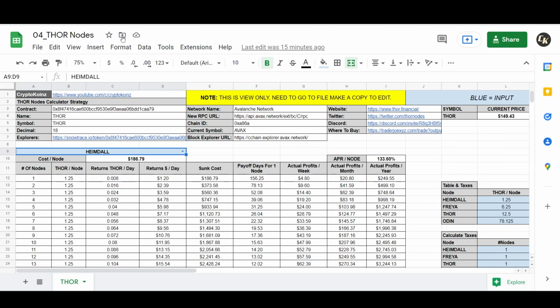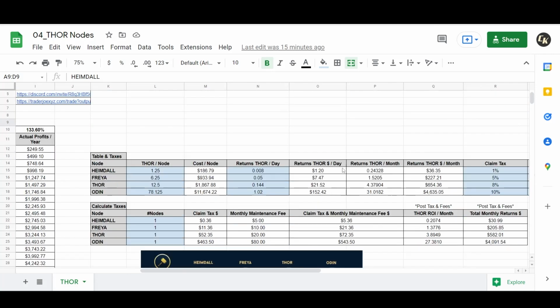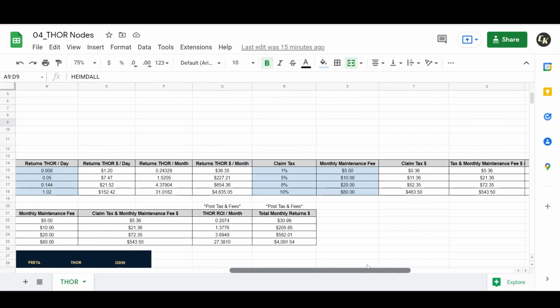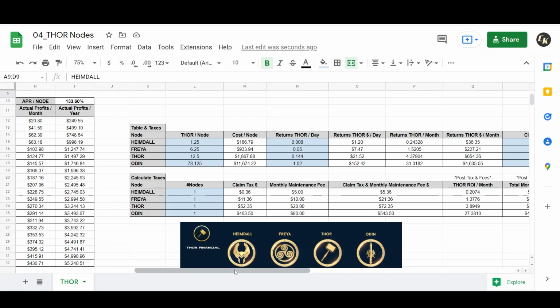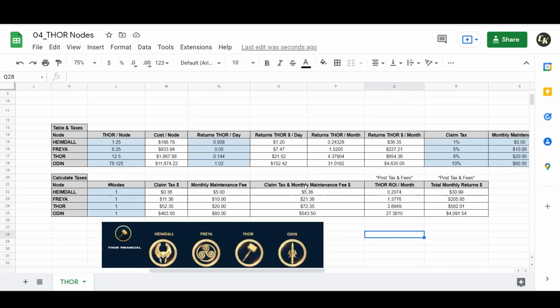Now let's take a look at THOR. The THOR calculator is a little bit different because there's more metrics. There is a claim tax and a maintenance fee. And this gives you the rates per node. And you could put here, let's say 2 nodes. It will do your claim tax, monthly maintenance fee, claim tax and monthly maintenance fee, and your actual THOR ROI per month, post-tax and fees, and your actual monthly return, post-tax and fees. That's how the taxes work. And I currently have the new rates here ready and set to go.